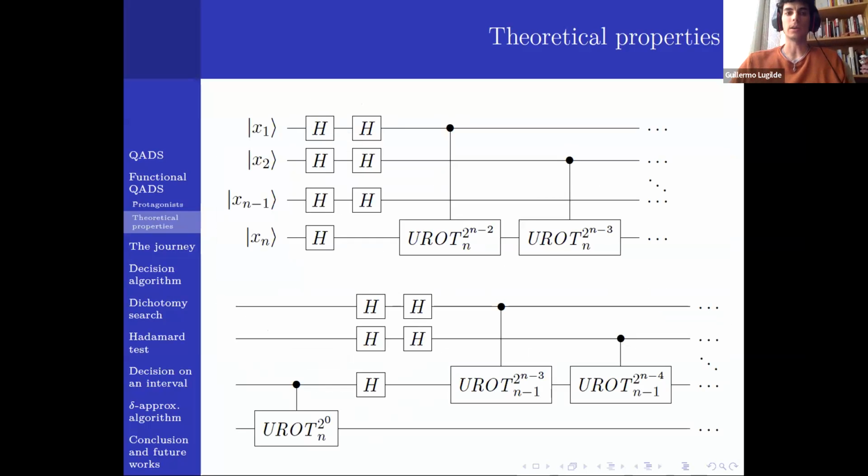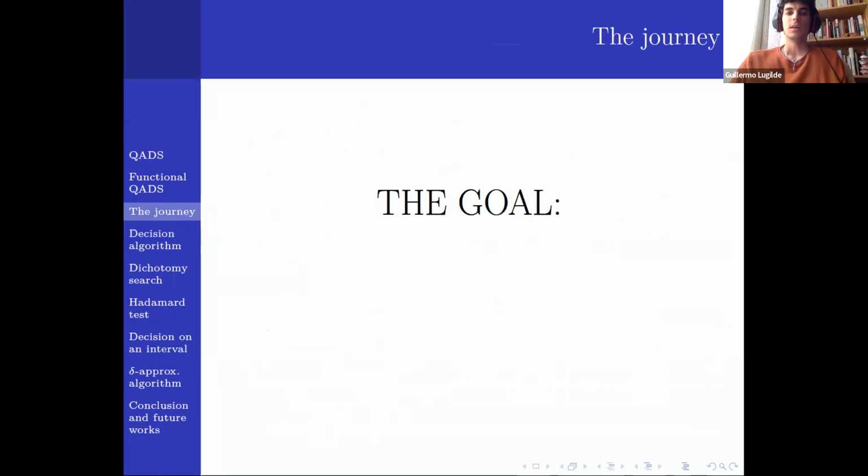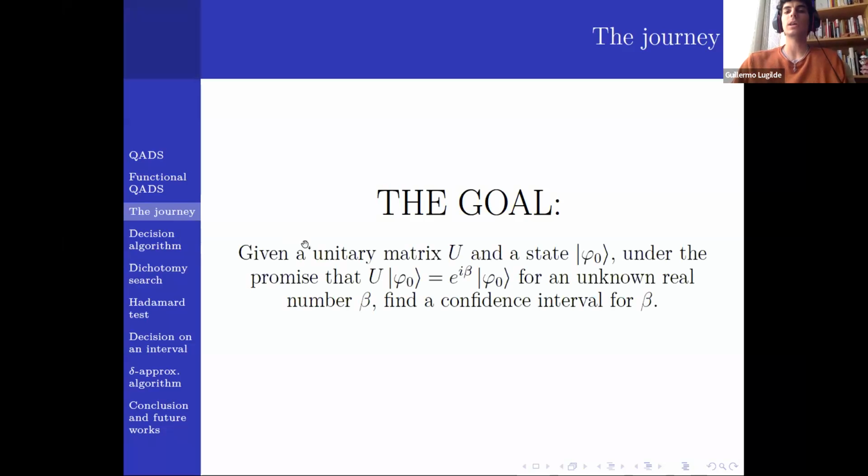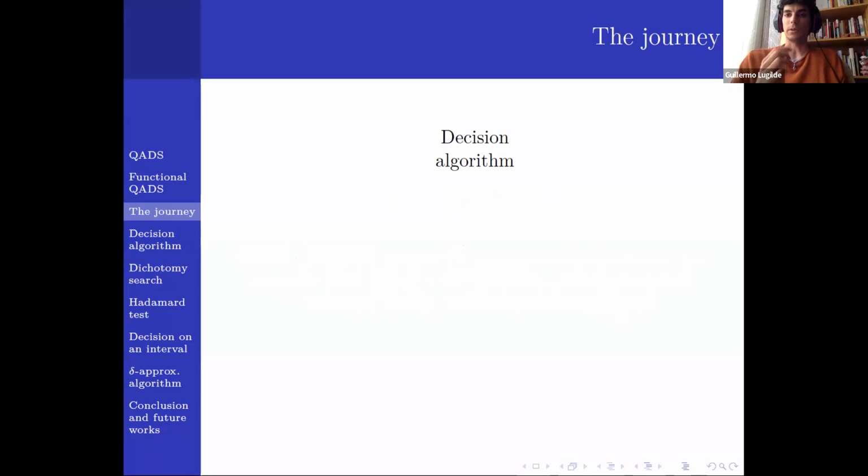But fine, theoretical properties aside, let's begin our journey to a phase estimation method. This is our goal. Given a unitary matrix U and an eigenvector whose eigenvalue has an unknown phase beta, find a confidence interval for beta. So not just an estimation, but a confidence interval. This is the goal. And this is the journey.